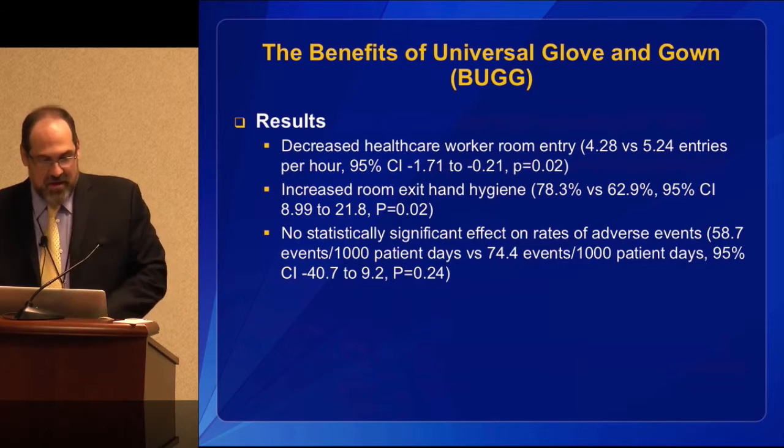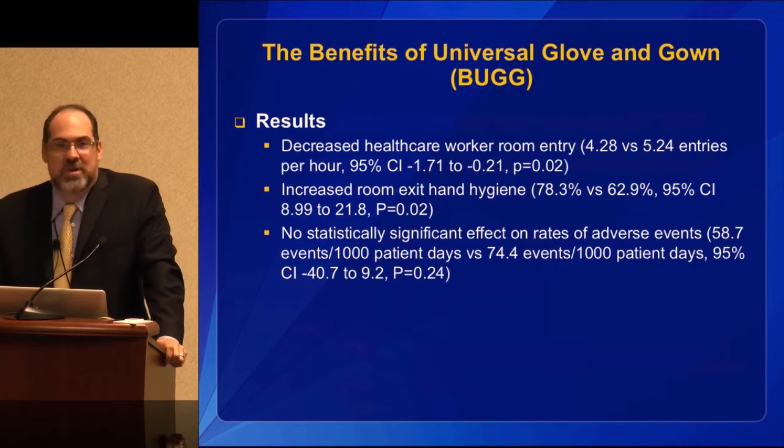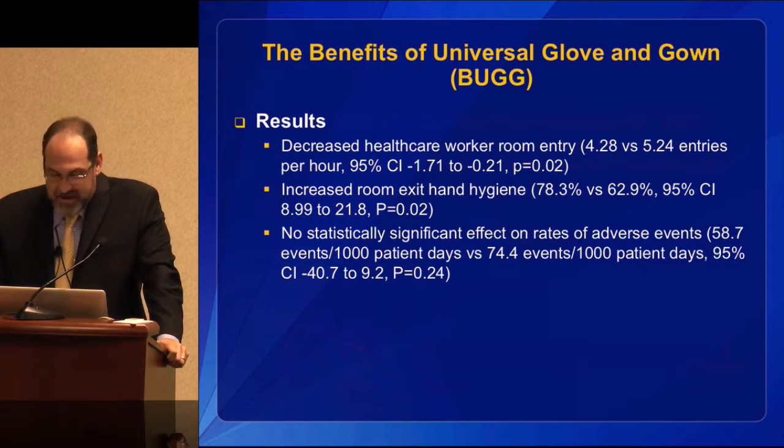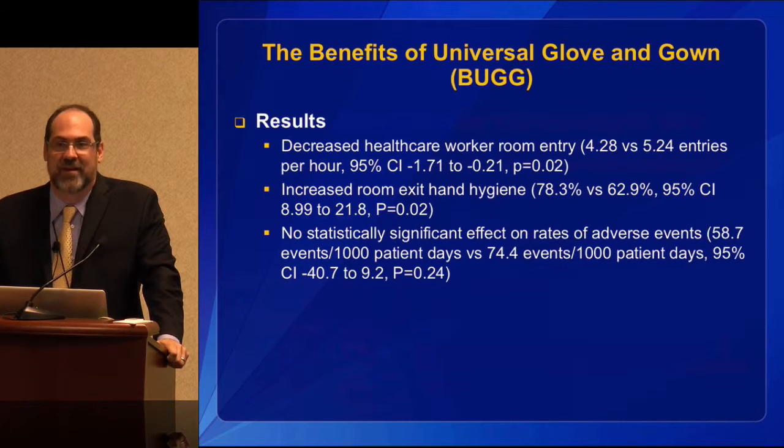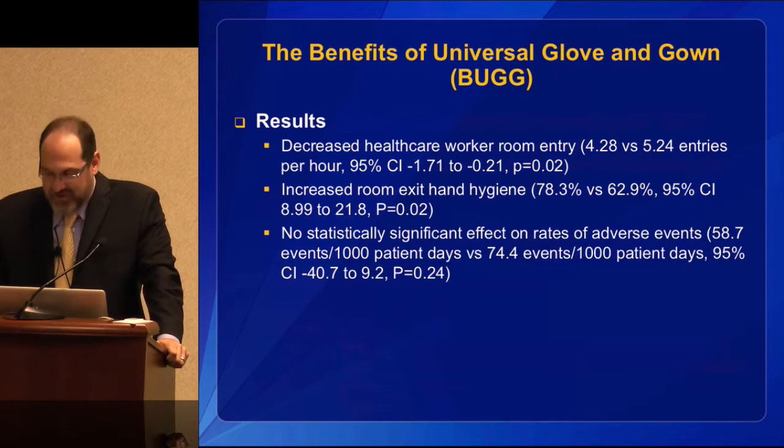So, the investigators showed decreased healthcare worker room entry for universal glove and gowning, and increased hand hygiene. I think this makes good sense and is what we would expect to see. But importantly, they showed no statistically significant effect on the rate of adverse events. And I think this is pretty important.